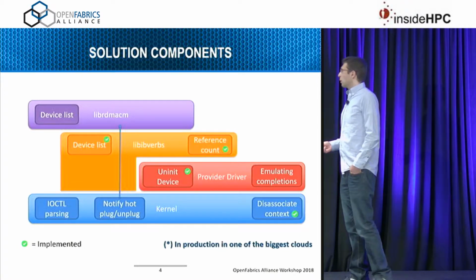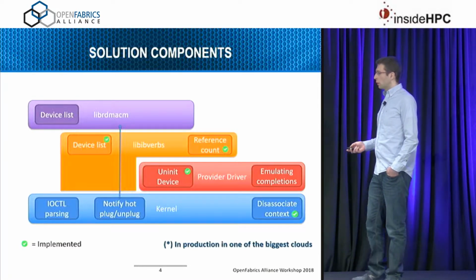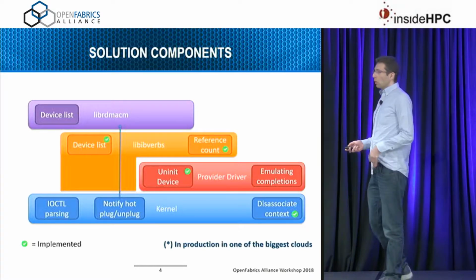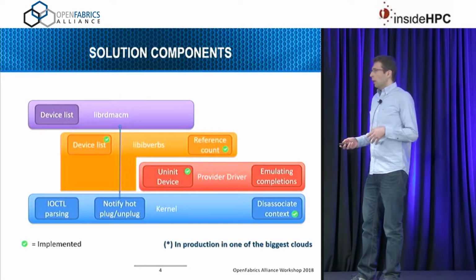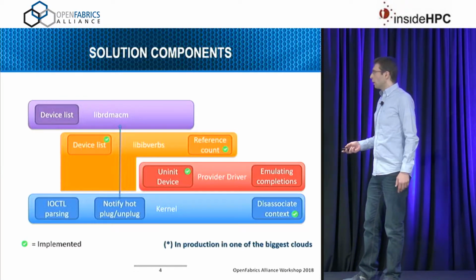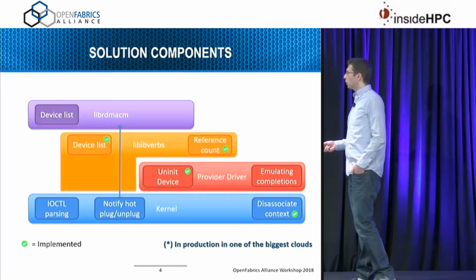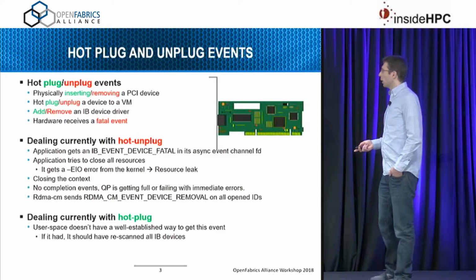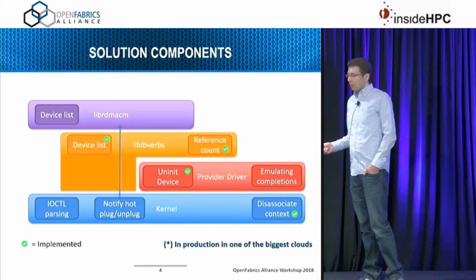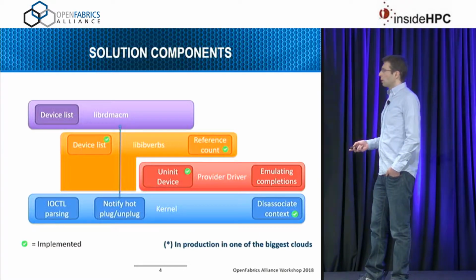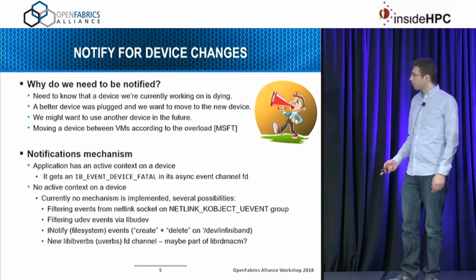Another thing is that we need a way to close everything in the kernel, because we can't just wait until the app will kill its HPDs and stuff. There is the completions part that we have talked about here. And there's another issue with the IOCTL tree. So that's basically the components.